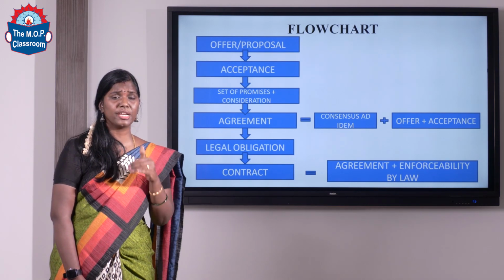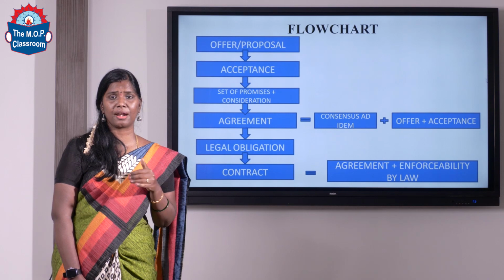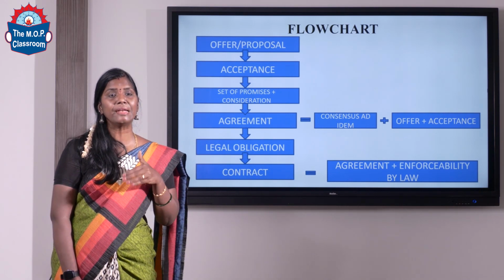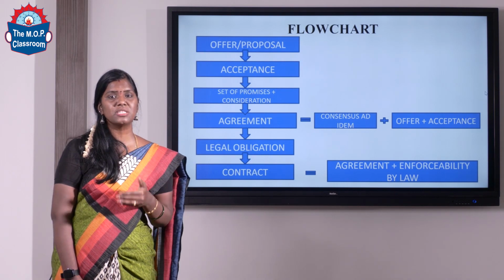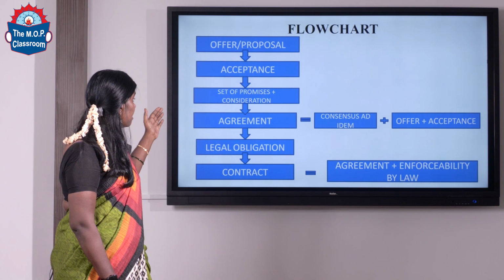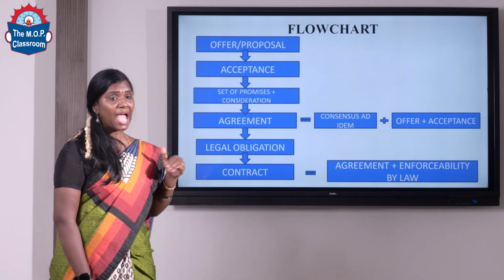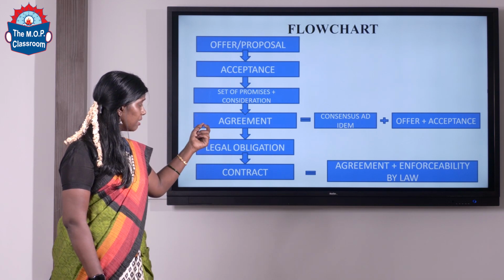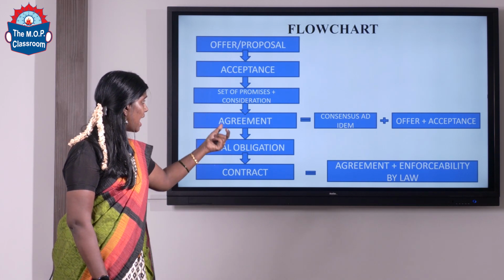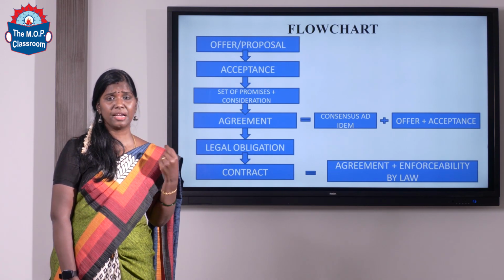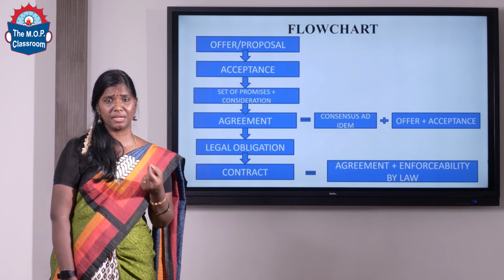Consideration here, according to section 2(d) of the Indian Contract Act 1872, is something in return. So a set of promises plus consideration is acceptance, and then it moves on to agreement, and then agreement will evolve when consensus ad idem plus offer plus acceptance is there. Consensus ad idem is the meeting of the minds of the parties.